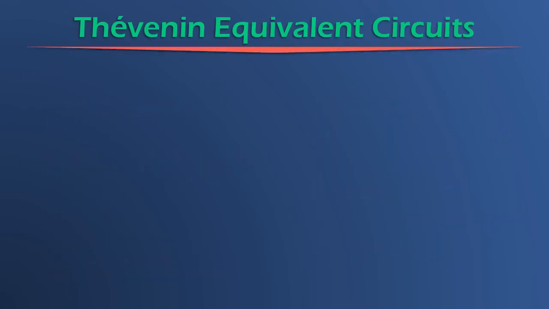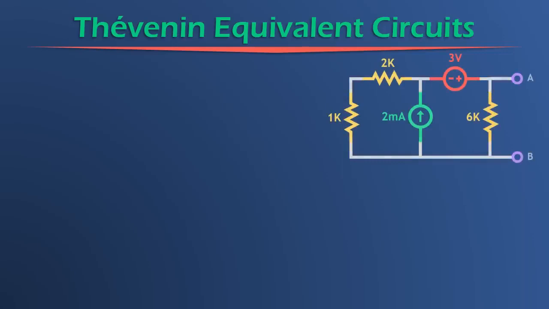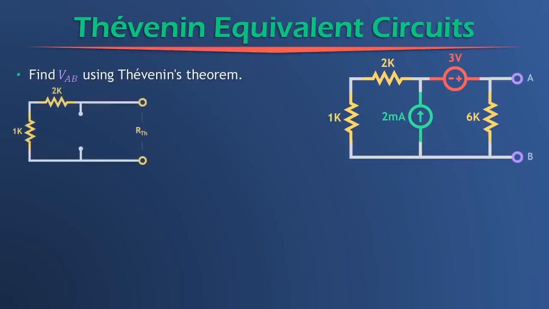As usual, let's do an example to really understand what we just learned. So we have a circuit, and we're asked, find VAB, the voltage across these two output terminals, using Thevenin's theorem. So what's the first thing that we're going to do? Well, let's find R Thevenin, or just R, whatever one you want to call it. So here's how we find R Thevenin.